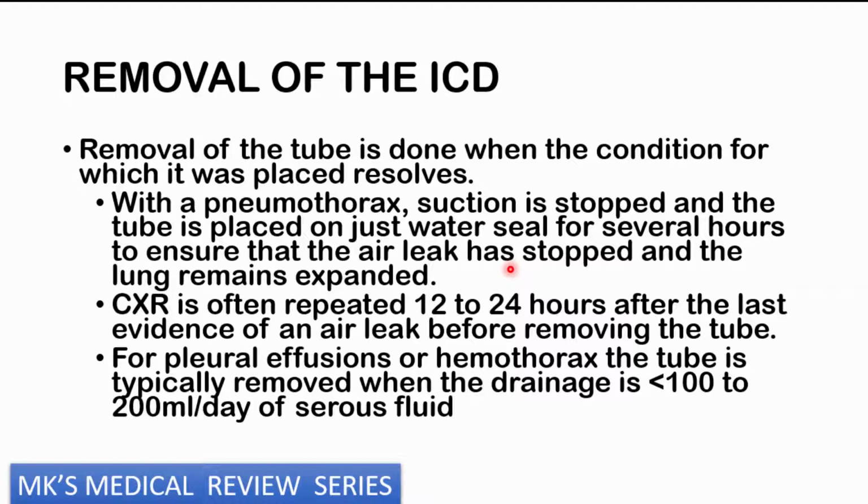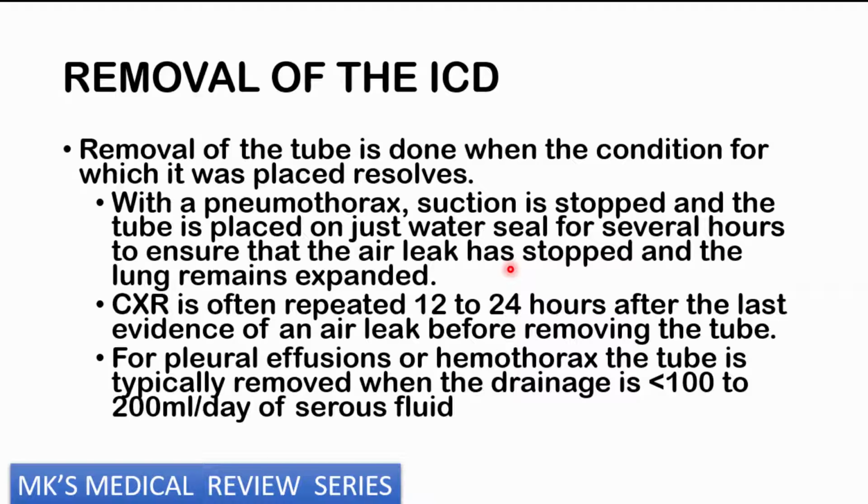Then when it comes to removal of the ICD, this is obviously done when it has served its purpose. So if you have a pneumothorax, the suctioning is stopped and the tube is placed just underwater using an underwater seal. Then for several hours, you're going to be checking and ensuring that there is no air leak. And once this has stopped and the lung remains expanded, you can order a repeat chest x-ray 12 or 24 hours after the last evidence of this air leak before you actually remove the tube.